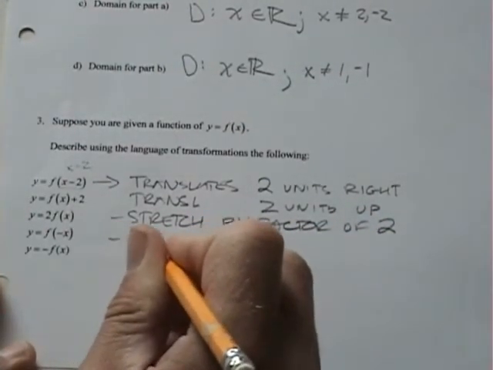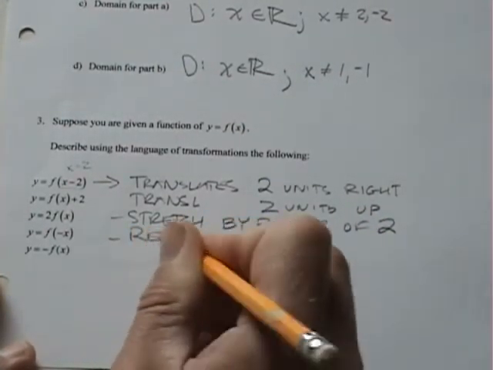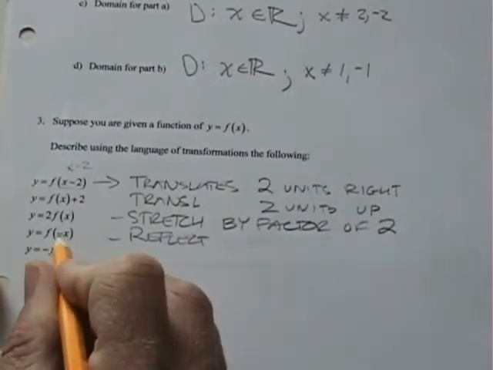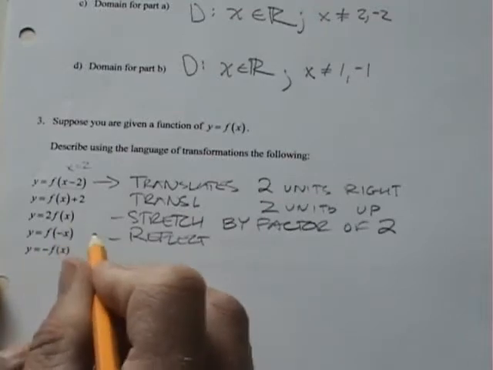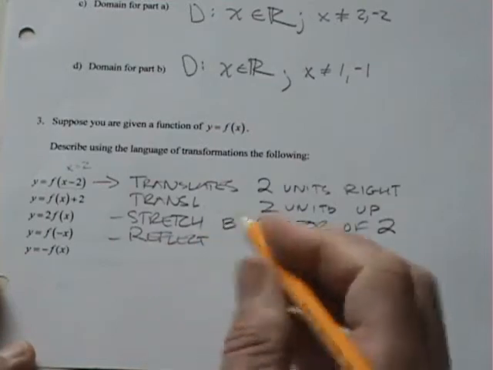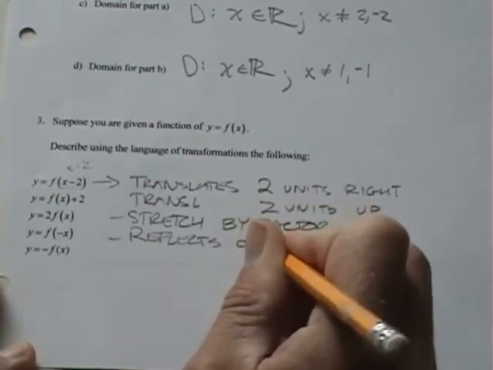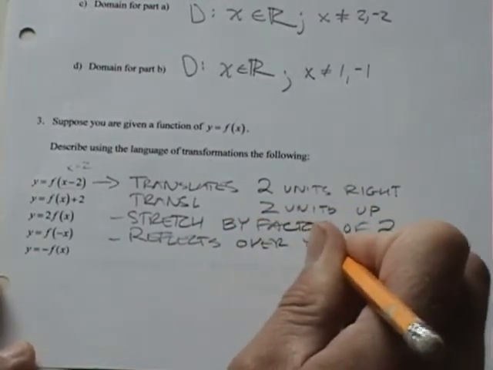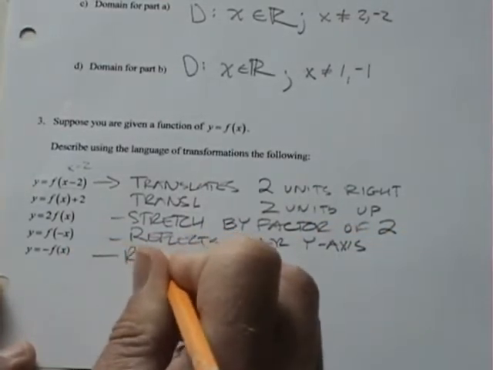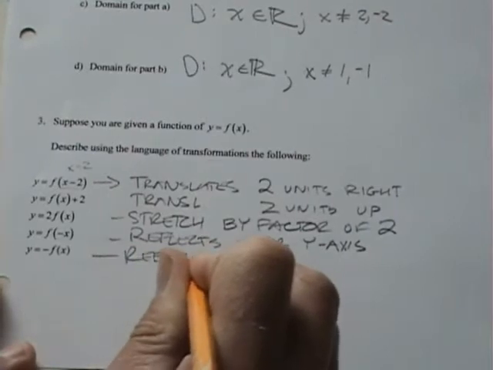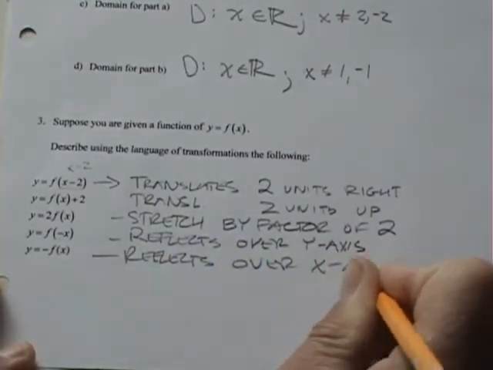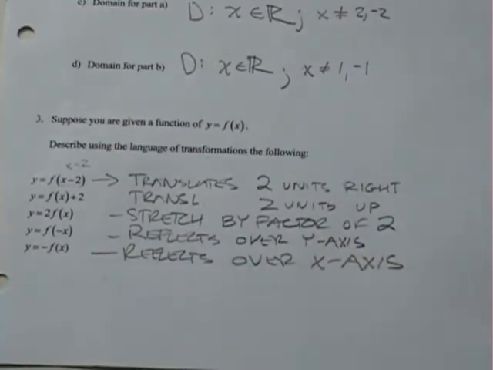This is going to reflect it. Every positive x will now be the same as a negative x. Every negative x will be the same as a positive x. So instead of going out positive 3, it'll be behaving like it's at negative 3. So it reflects over the y-axis. And this last one then reflects it over the x-axis. Okay, pretty straightforward.